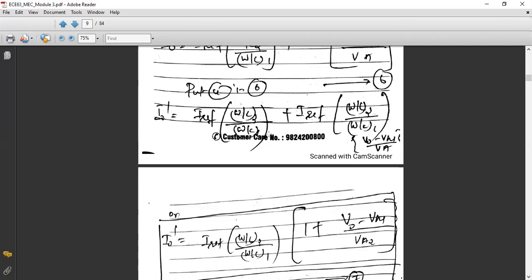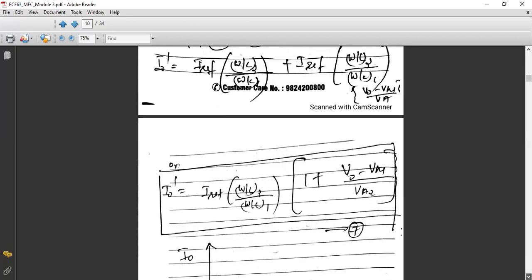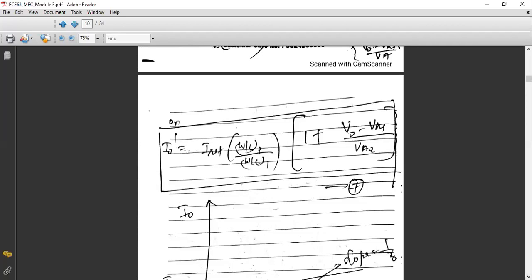Again, W by L2 divided by W by L1 is also a common factor. When you take this outside, instead of this factor, you will have 1 plus the remaining term. What is the remaining term? V0 minus VGS by VA2. So this is the final current. Instead of writing I0, here I have written I0 dash. Why have I written I0 dash? Because I need to show the effect on I0 due to V0. So it comes in terms of V0 finally, right?